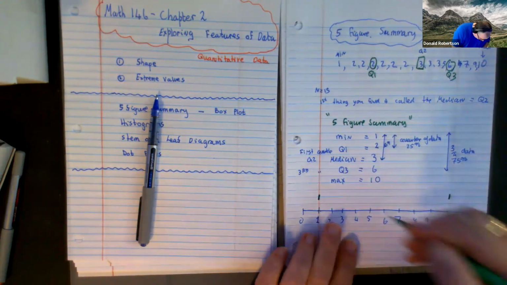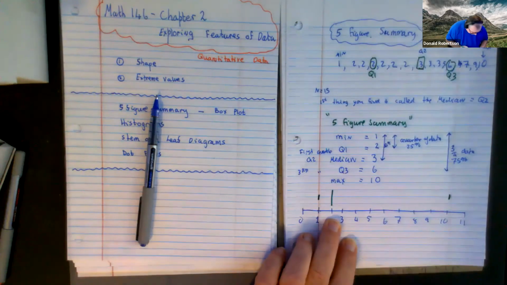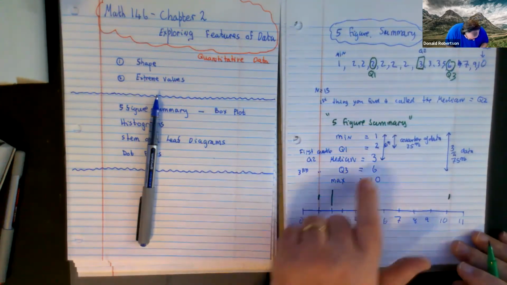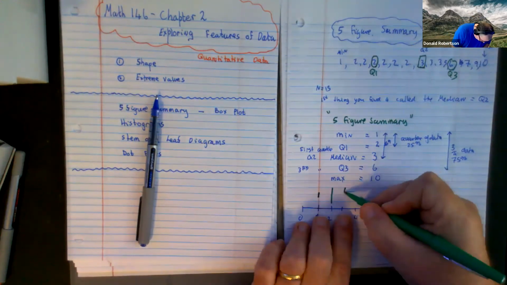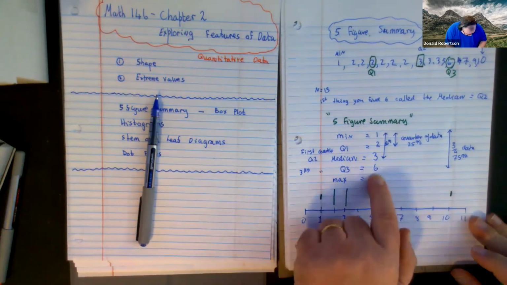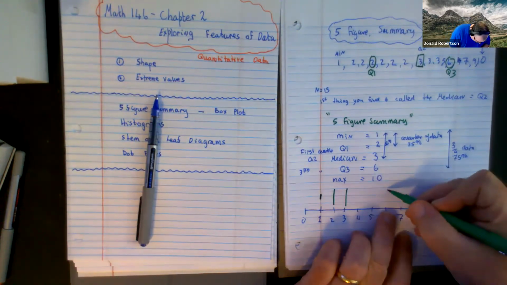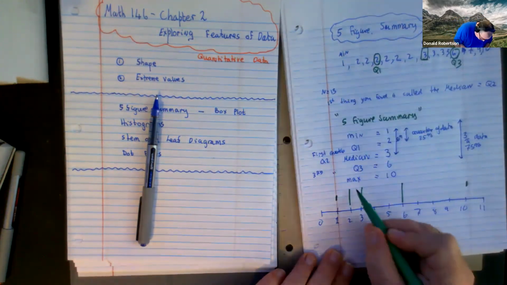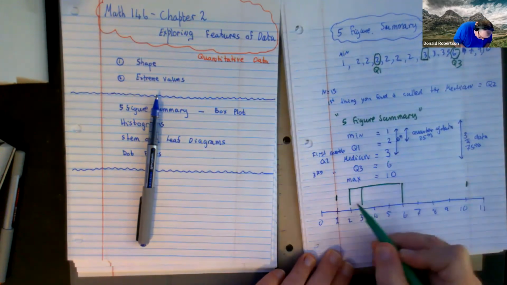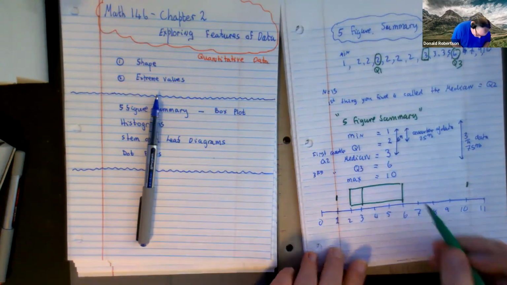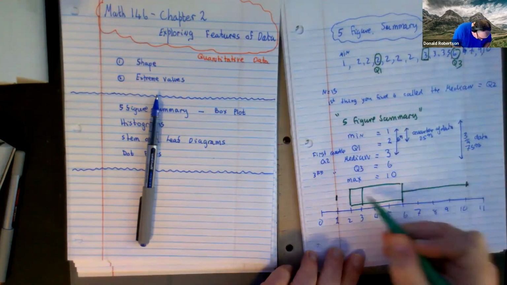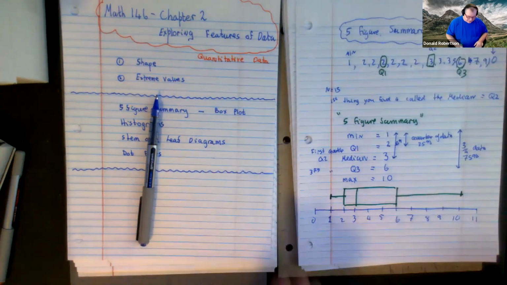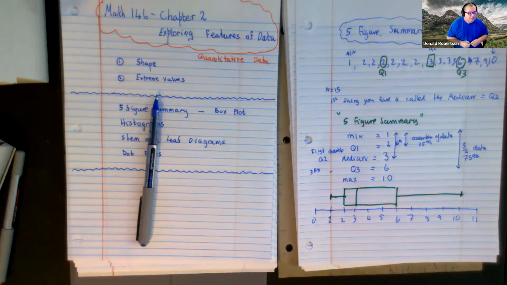So at Q2, you do a guy that looks like that. At the median, you do a guy that looks like that. At Q3, you do a guy that looks like that. I may have screwed up a little bit. You then join these guys together, and then you join this guy to the end, and that guy to the end. And that's what a box plot looks like.